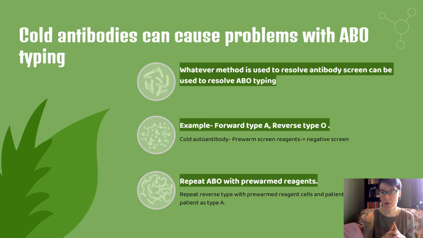Cold antibodies can cause problems with ABO typing. However you resolve the antibody screen, you can use that method to also resolve the ABO typing. For example, you have a forward type of A and a reverse type of O. A cold autoantibody can cause those extra reactions in your reverse typing. So you can pre-warm all your screen reagents, and that will cause the screen to go negative. Then you can use that same method with your ABO reagents. So you can do your reverse type with pre-warmed reagent cells and then pre-warm your patient plasma, so you can get that reverse type to come back out as a type A.